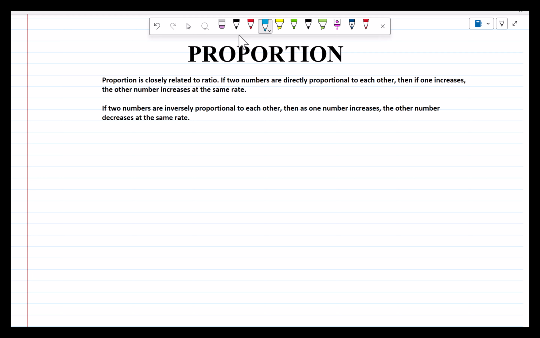If two numbers are directly proportional to each other, it means if one increases, the other one also increases at the same rate. And if two numbers are inversely proportional to each other, then if one number increases, the other one decreases at the same rate. And when two ratios are equivalent, they are in proportion.